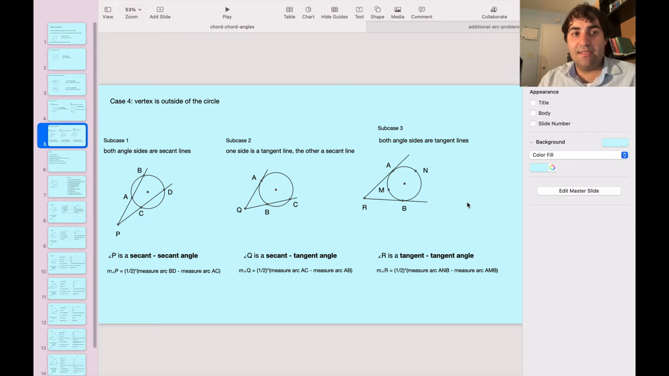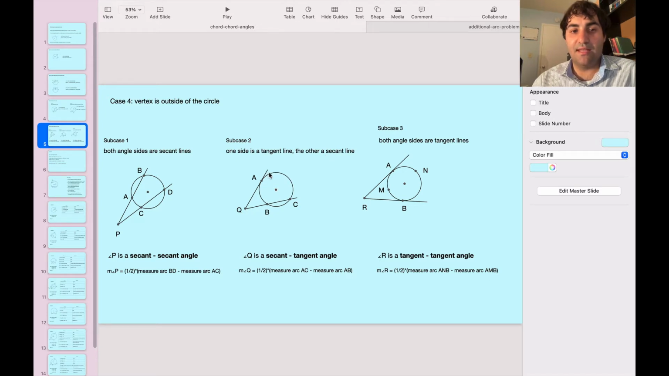The last case is where the vertex is outside of the circle. We can break this into three subcases. In the first subcase, both angle sides are secant lines. Angle P is called a secant-secant angle. The first secant intersects the circle at two points, A and B. The other secant also intersects the circle at points C and D. The measure of angle P equals 1/2 times the quantity, the measure of arc BD minus the measure of arc AC.